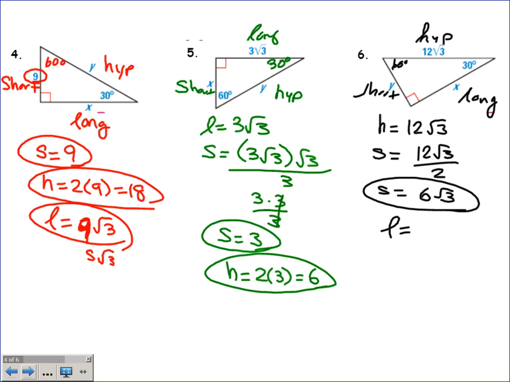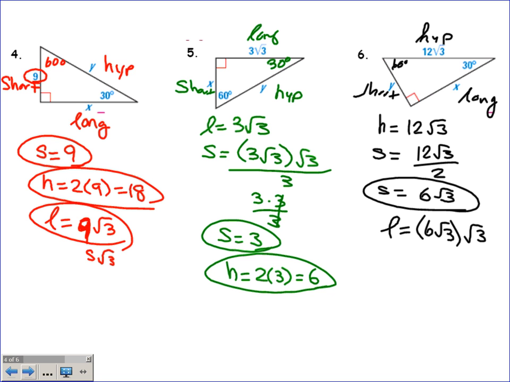And then the long leg, we always take whatever the short leg is, 6 square root of 3, and multiply it by what? What do we multiply by? Look at the formula on the front if you don't know. The short leg times what? Square root of 3. Okay? So it's always the short leg times the square root of 3. I'm just using the formula.